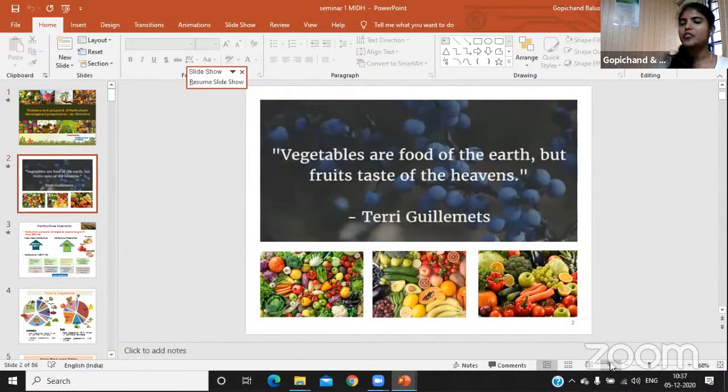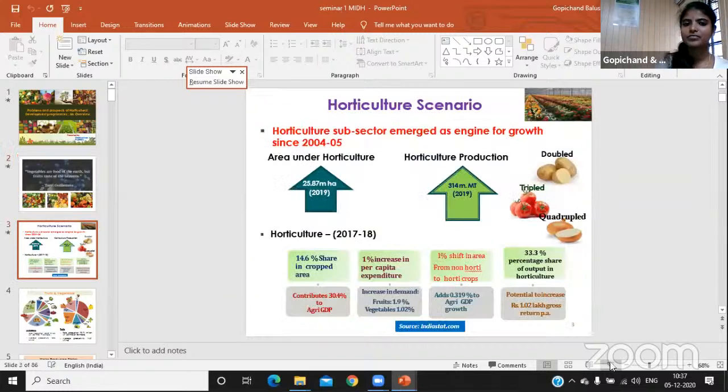Vegetables are food of the earth and fruits take us to the heavens. You eat fruits and live a fruitful life.